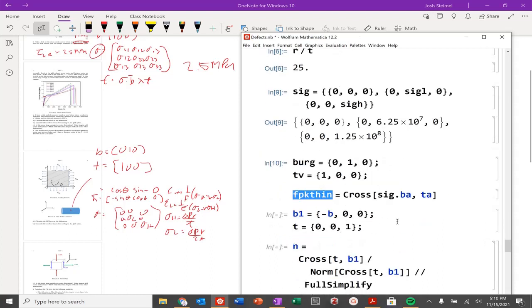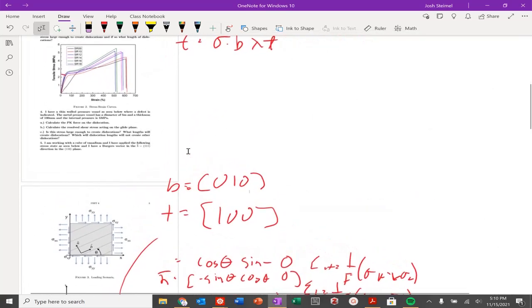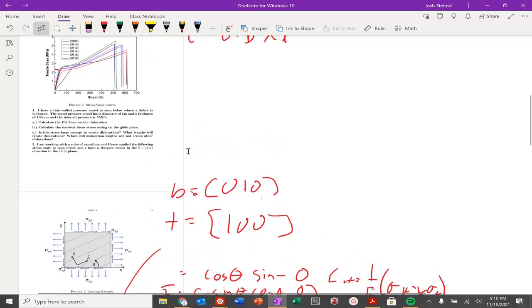So my FPK thin is going to be my Burg, and then my TV cross. So I'm only going to have that stress in the 3 direction. So basically a climb force. What is the resolved shear stress? So now we're going to be using essentially our alpha.